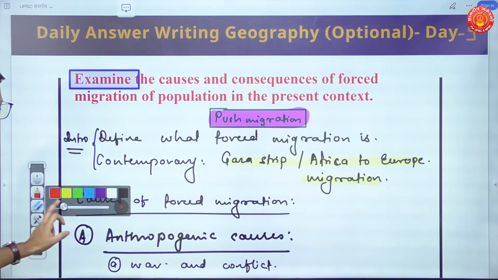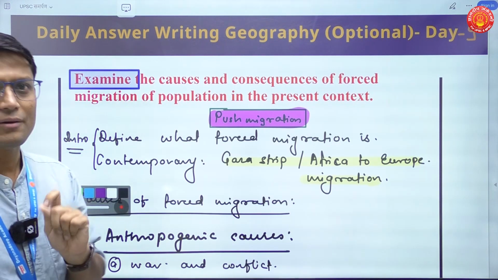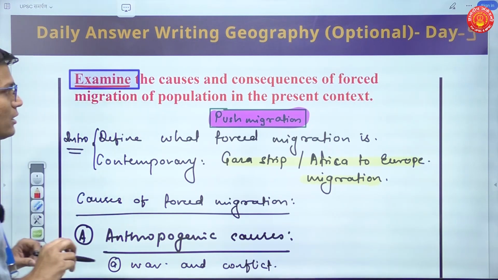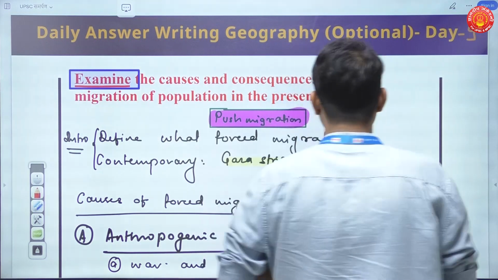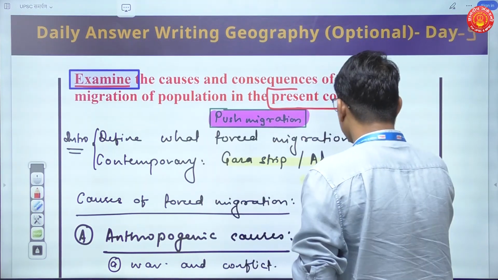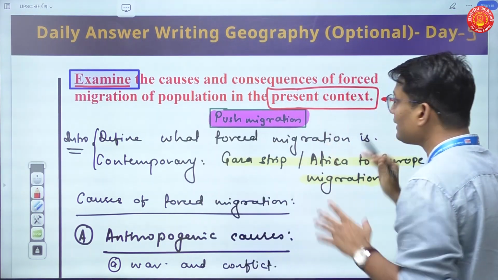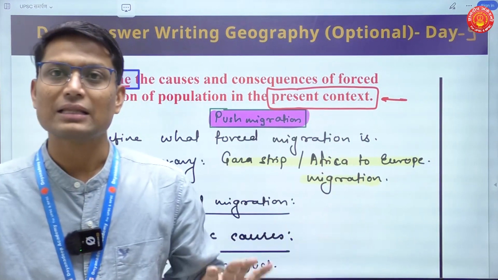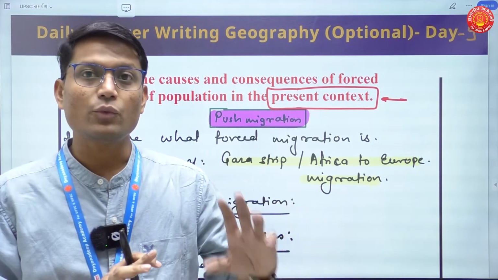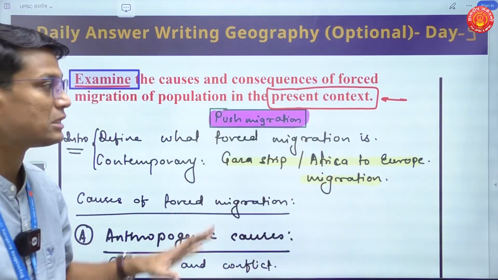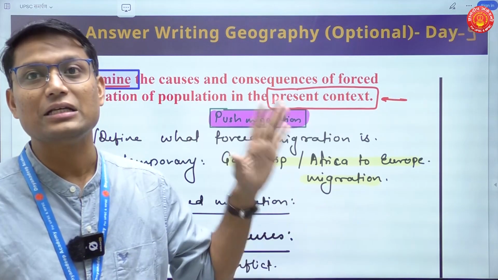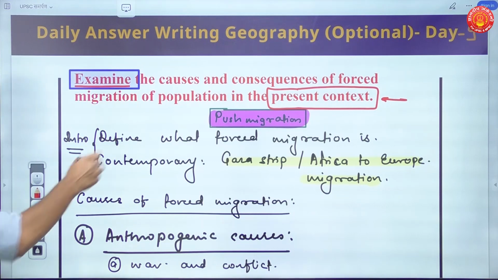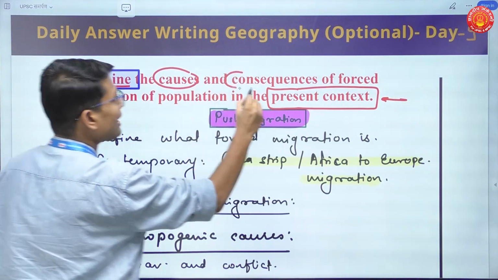Now, what are the keywords which need to be highlighted here? Let us understand that. First and foremost, you have to examine, so that is the direction you are given. Then there is one more word you need to bother about: present day context. Whatever forced migration has happened in history is not our focal point. We are supposed to focus on what is happening in present day conditions, and that should be present in your answer. Then we have to give causes as well as consequences.